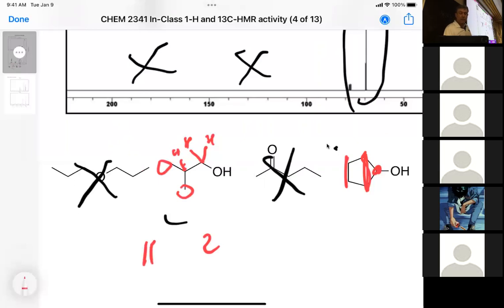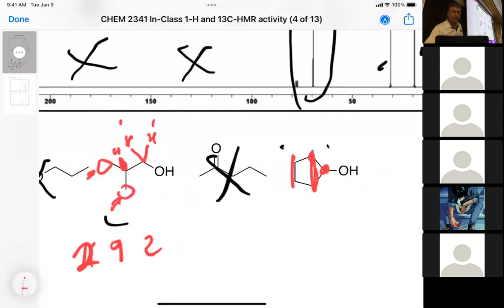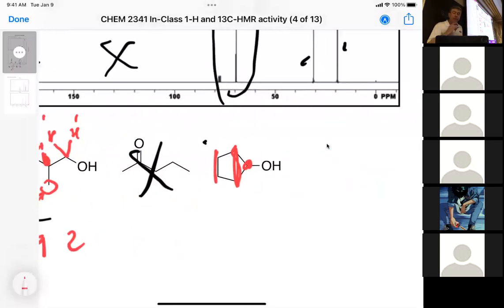And then this one right here is going to have what? We have 3 there, we have 6, 7, 8. So our N is 8, so that means we're going to be split into a 9. So it's going to be 2, 9, 2. Okay. Oh, wait a minute. We're going to have more hydrogen signals on this, right?